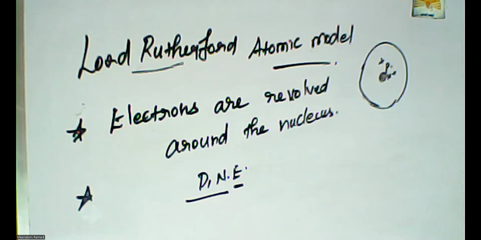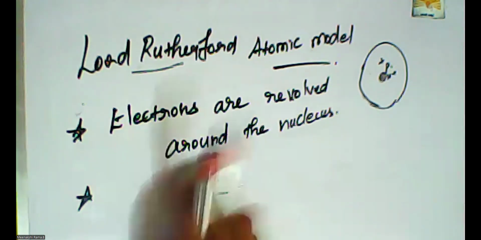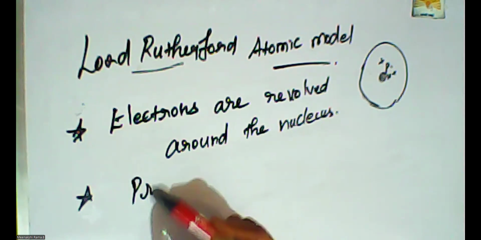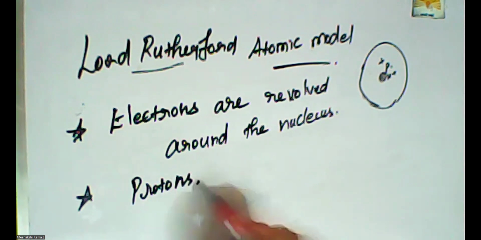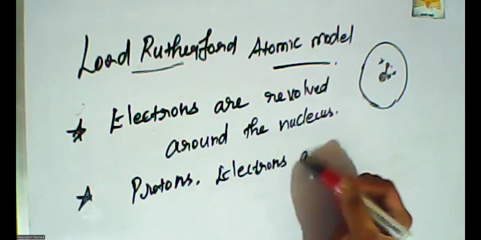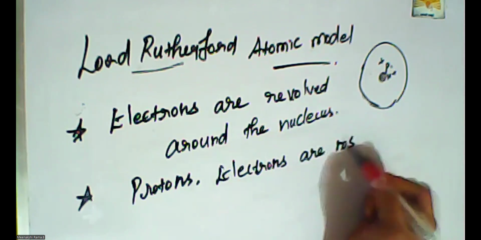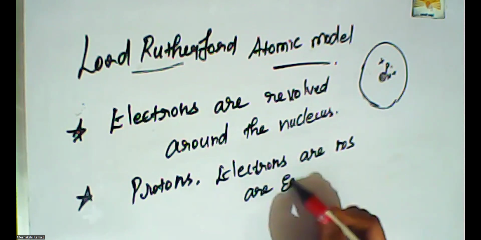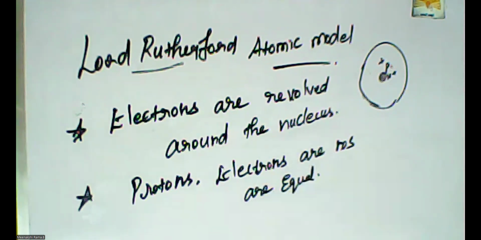This is the last point. The atom as a whole is electrically neutral because the number of protons and electrons in atoms are equal. So this is the last point of that Rutherford atomic structure.